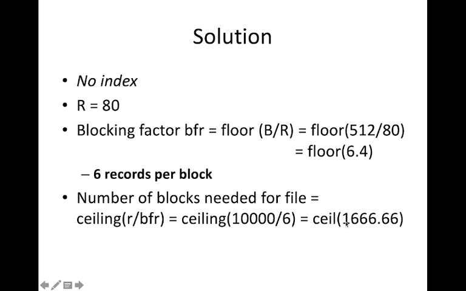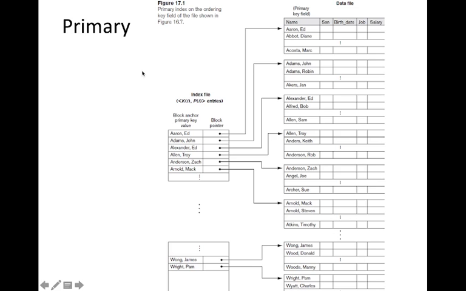is 1666.666, and it will go on like that. Now we have to take the ceiling value. Ceiling value means if it is a decimal, we have to take the next value. So it should be 1667 blocks. In order to store 10,000 records, we require 1667 blocks, because we can store only 6 records per block. This is the answer to the first question. If we are not using any index, then we require this many blocks. Now the second question.